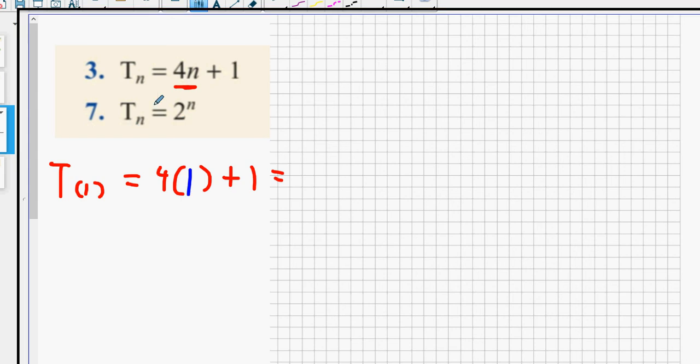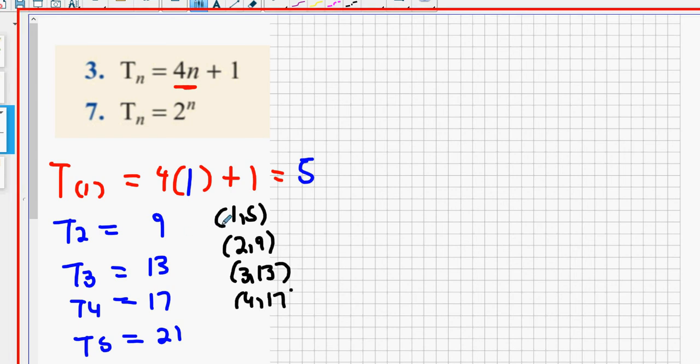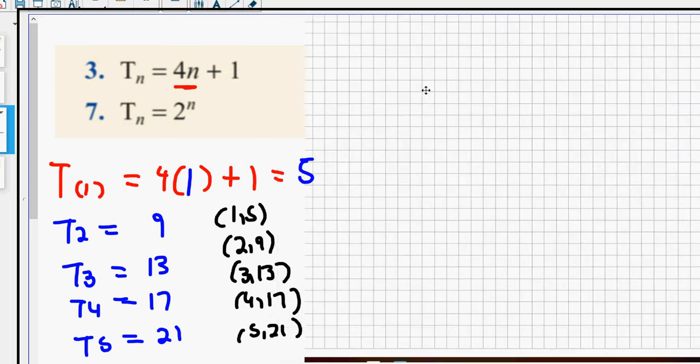4 times 1, 4 plus 1, 5. T2 then. Add on an extra 4. T3, 13. T4, 17. T5, 21. Everybody cool with that? Let's do the points again. What's the first point? 1, 5. Next one, 2, 9. 3, 13. 4, 17, and 5, 21.